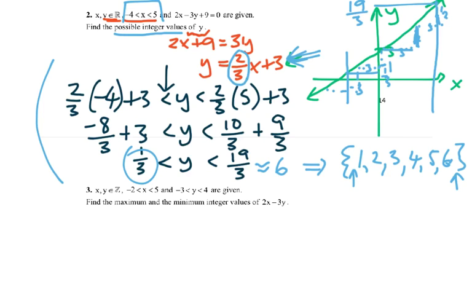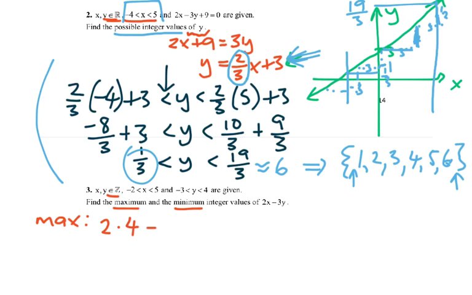This time it's a little bit different because we're told that x and y are integers, and we're looking for the maximum and the minimum values. So let's do them separately. So for the maximum, we want this 2x to be as big as possible. So we could say 2 times the biggest number here. Now the biggest value here would be 4. That's the integer that's less than 5.